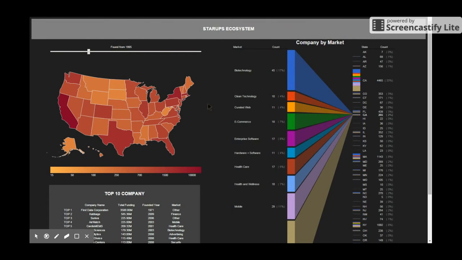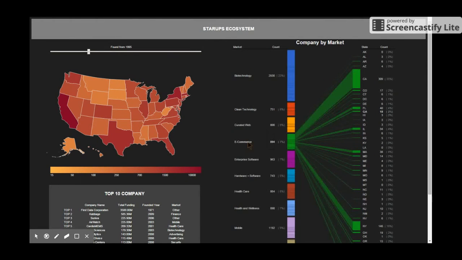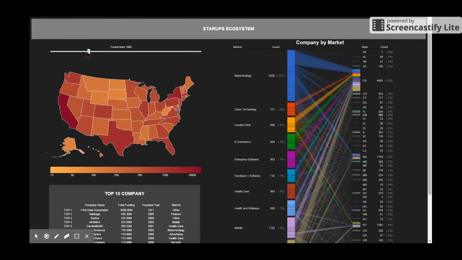The distribution of the market within the selected state will be reflected in the bipartite graph. Vice versa, if you click on a certain market on the graph, the distribution of the states within the clicked market will be shown. We have a slider bar displayed above the map.